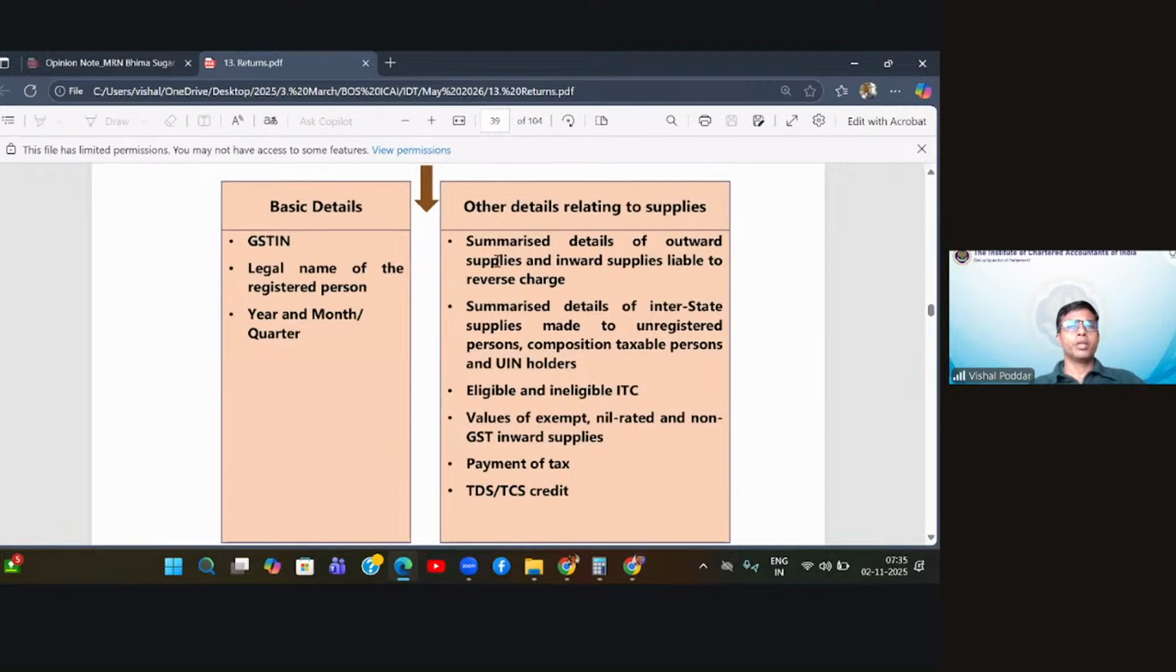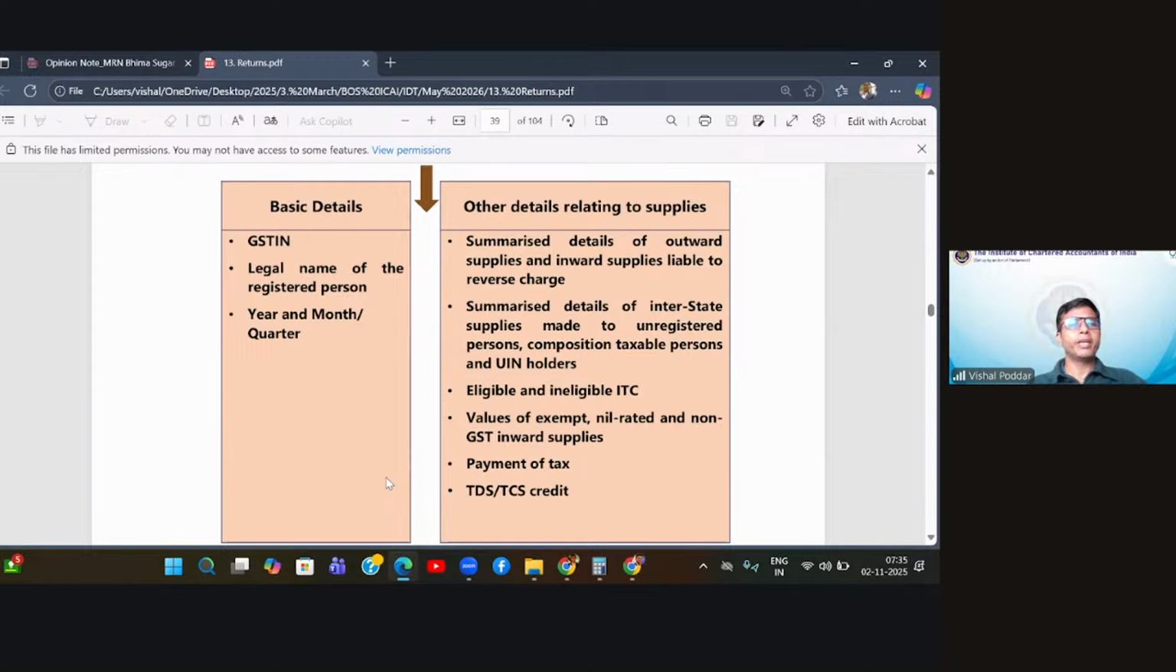Most important is here you will see all details are summarized. Now this was not the case in GSTR1. If you remember GSTR1, for B2B, I had to report invoice-wise details. For B2C, I was reporting summarized details. And in few cases like interstate supply exceeding a particular limit, I was supposed to give invoice-wise details.